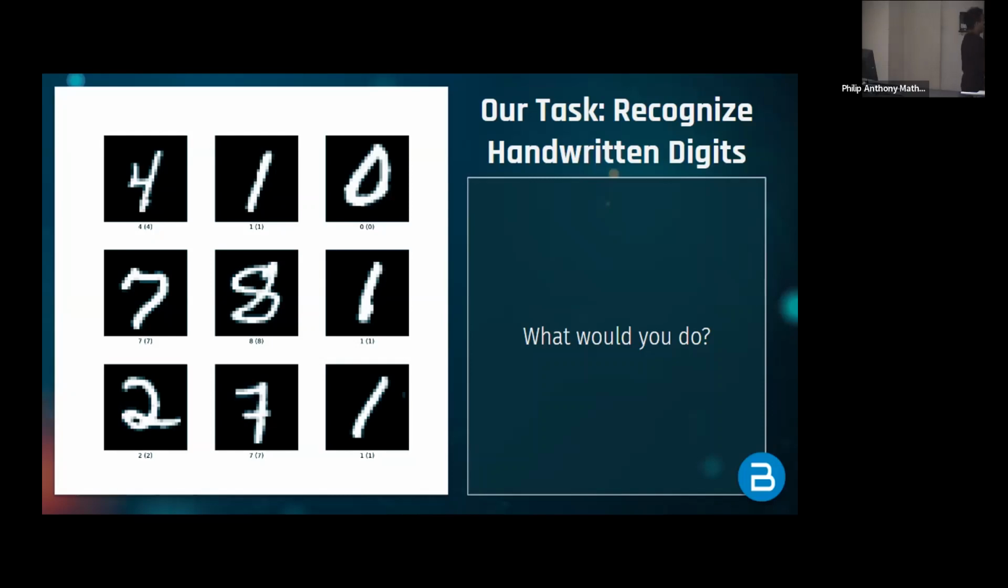In that case, we have to go back and reweight everything. We have to change these weights around.